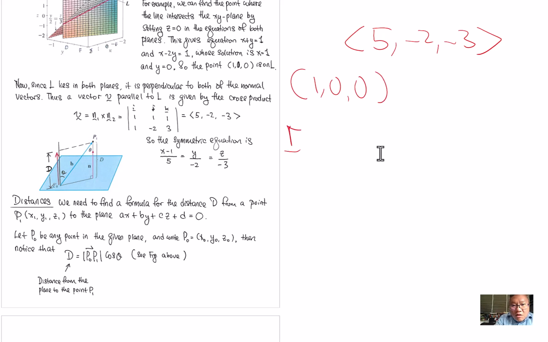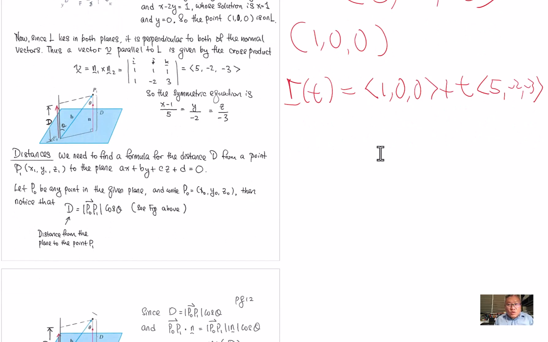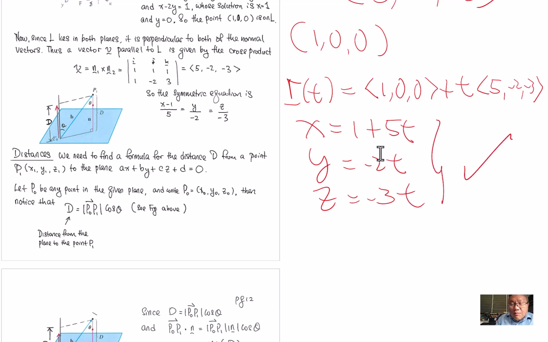So because of that, immediately we can write the vector form of our line equation as (1, 0, 0) plus t times (5, -2, -3). Once we know that, we can write it in whatever form they want. They want a parametric form, or symmetric form, or whatever. It doesn't really matter, because once we see this, immediately we know x is equal to 1 plus 5t, y is equal to -2t, z is equal to -3t. Okay, that's a parametric form.